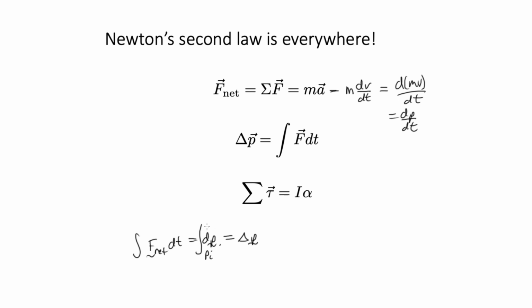This is P initial, this is P final, so it's P final minus P initial, and that's equal to the integral of the net force with time. So that gives us our impulse equation, which is really just another way of writing Newton's second law. Now we saw Newton's second law also applies in the rotational case. So in this case, the forces are the turning forces, the torques, and the sum of all the torques gives the net torque, which is just the moment of inertia times the angular acceleration.